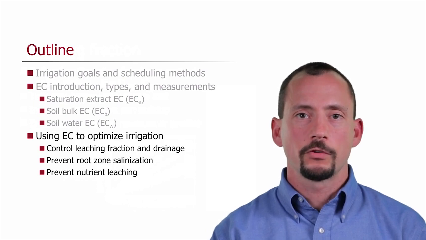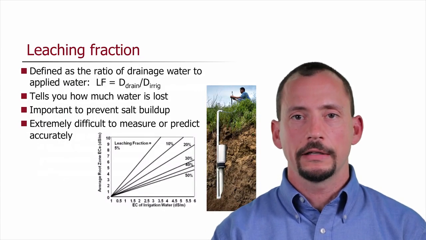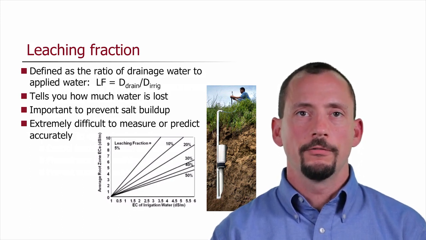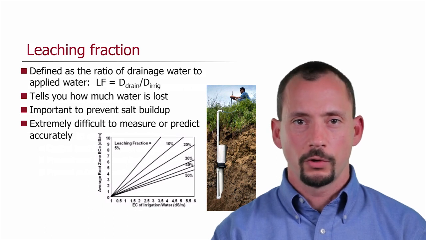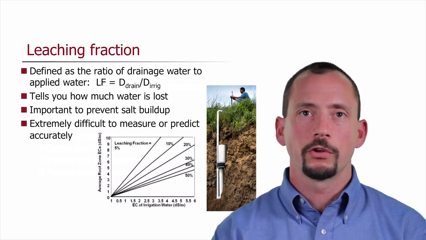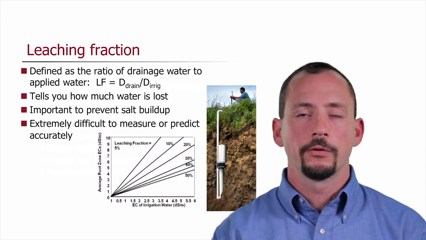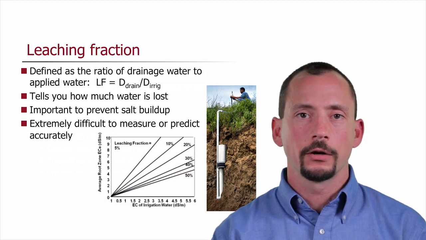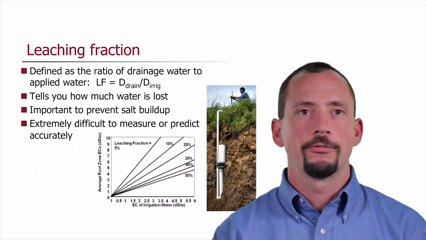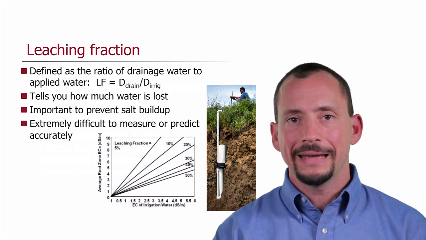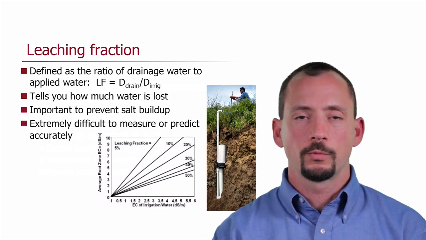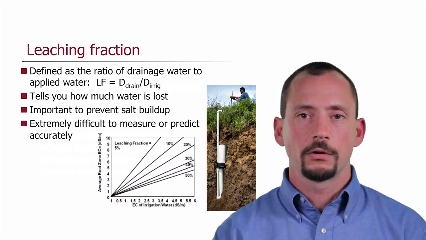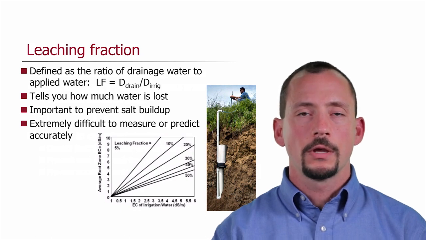There's a concept that's been around for many decades that's called the leaching fraction. The leaching fraction is the ratio of the amount of water that has drained through the soil and been lost from the bottom of the root zone to the depth of water that has been added to the top of the soil. So it gives you the fraction of water that has been lost from that soil profile. Maintaining a proper leaching fraction is pretty critical to preventing salt buildup if you're irrigating, especially with higher electrical conductivity or higher salinity water.